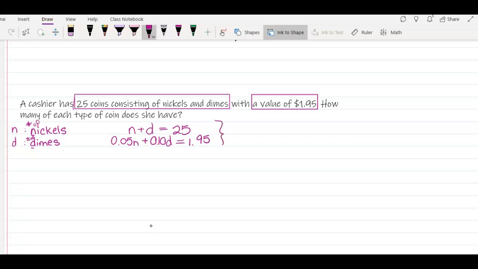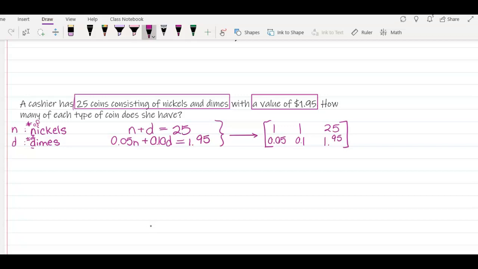This is our system, which we are now going to put into a matrix. 1, 1, 25, 0.05, 0.10, or just 0.1, and $1.95.